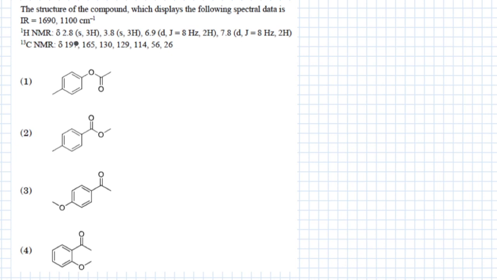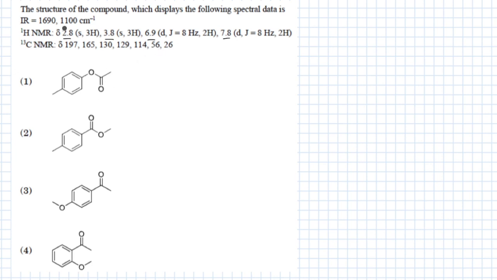So the first question over here, you can see it says: the structure of the compound which displays the following spectral data. The IR data is given to you at 1690 cm⁻¹ and 1100 cm⁻¹. Proton NMR has 1, 2, 3 and 4 peaks, and in the carbon NMR you are getting 1, 2, 3, 4, 5, 6 and 7 peaks in the carbon 13 NMR.